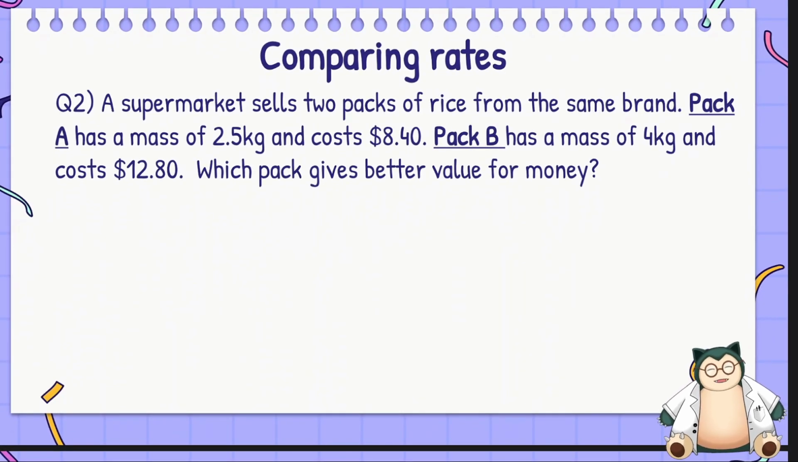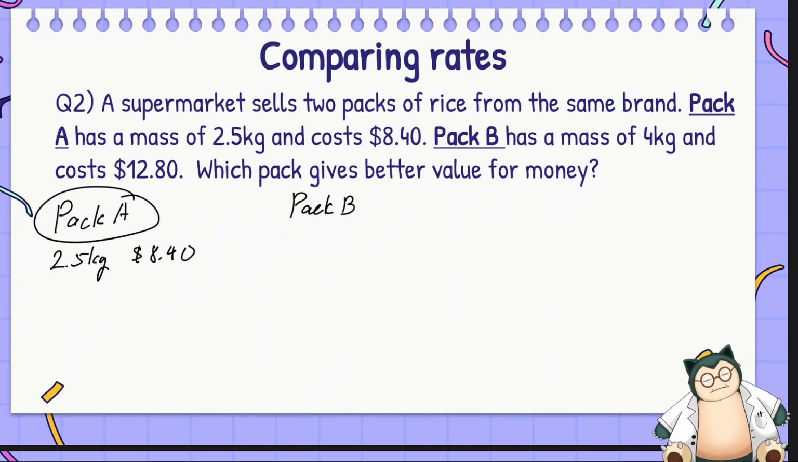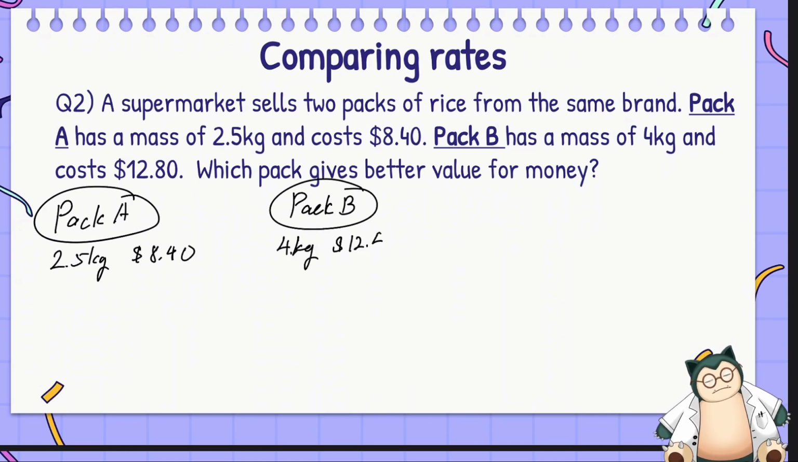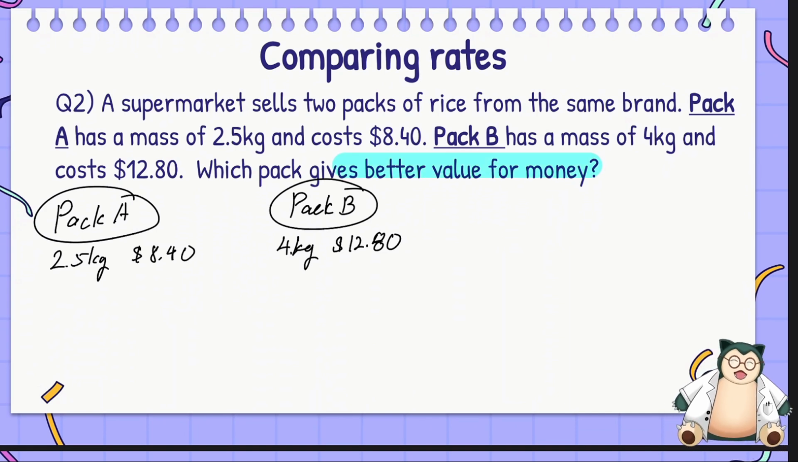This question is a bit more difficult. A supermarket sells 2 packs of rice. We have pack A. Pack A weighs 2.5 kilograms but costs $8.40. Now, pack B is more expensive and heavier, of course. We have 4 kg but it costs $12.80. Which pack gives better value for money? This is a typical problem we face when we're trying to buy things in the supermarket. Value for money. Now, how do we calculate value for money?